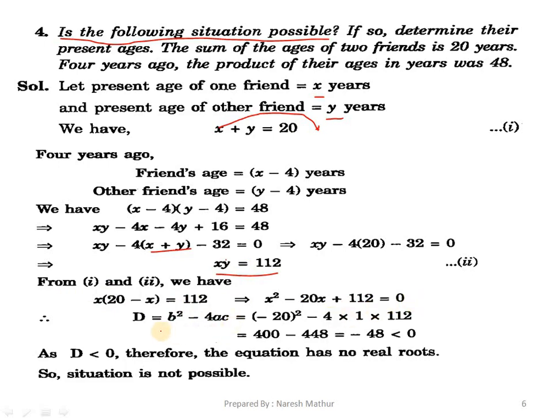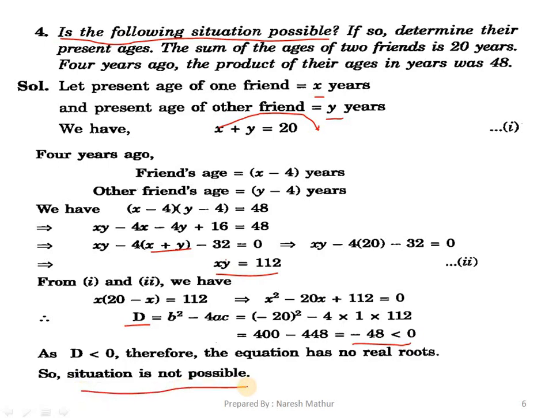Now we have a quadratic equation. Just find the value of D, the discriminant. We are getting a negative value of discriminant. It means D is less than 0. Therefore this equation has no real roots. It means this situation is not possible.